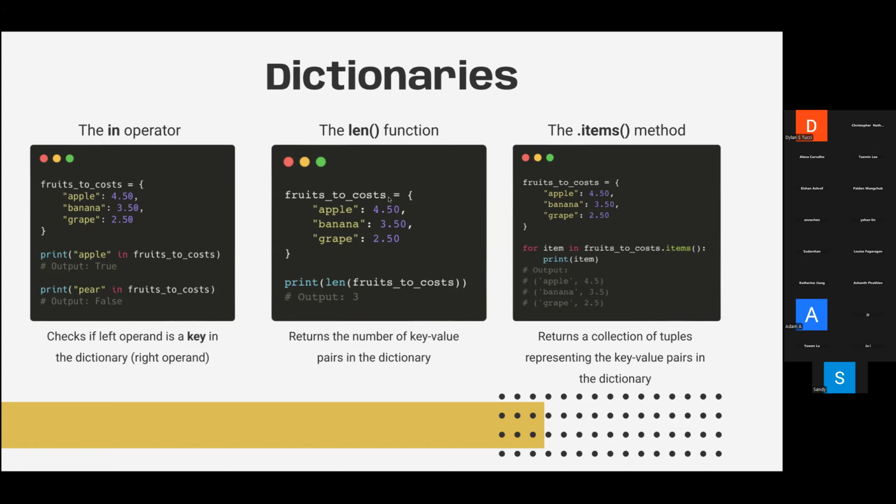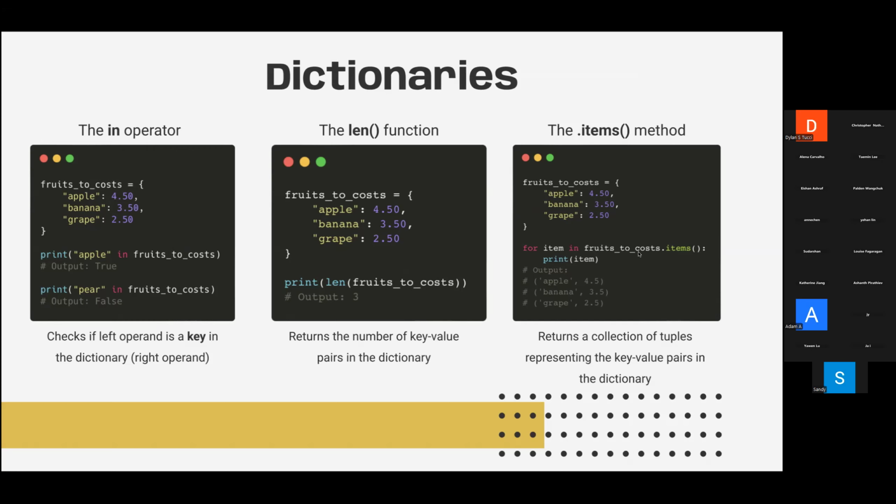We have the len function, which is similar to lists, where it just gives you back the number of key value pairs. Here you can count three. So if you call len, you'll get an output of three. And you also have a dot items method, which basically returns a collection of tuples which have key value pairs. So it'll be a collection of tuples where you'll have a key and its associated value. So here you can see we have again three key value pairs.